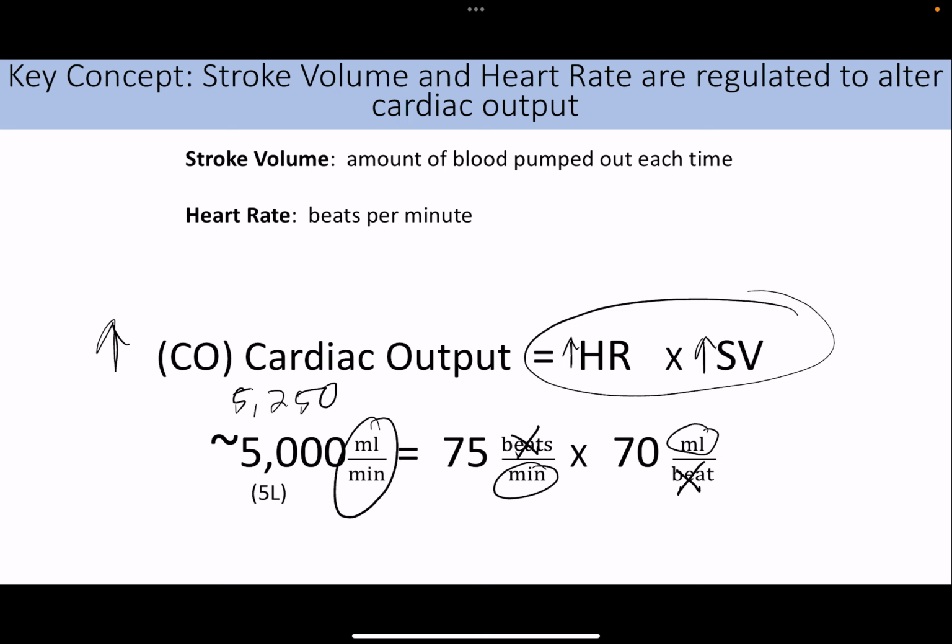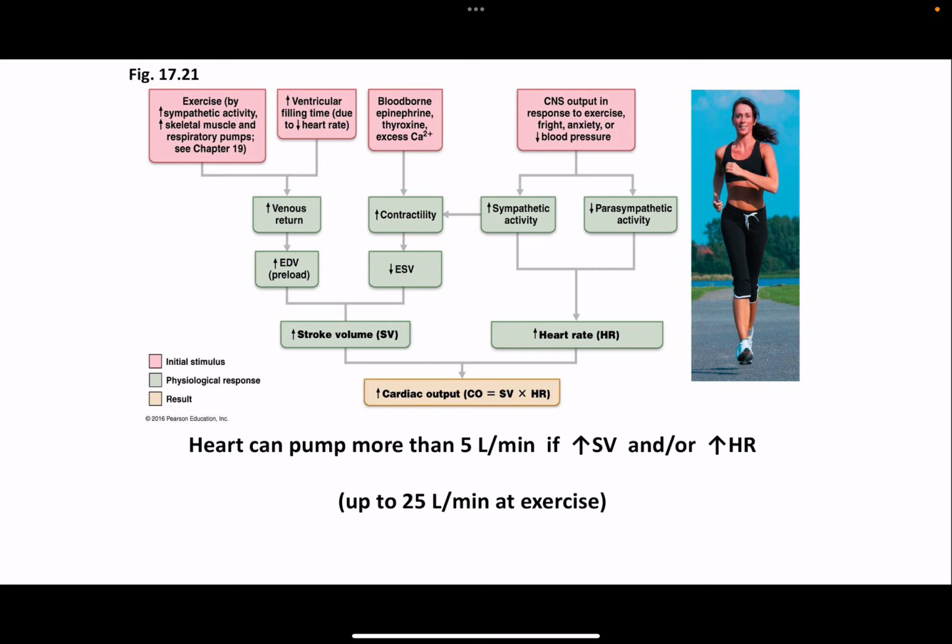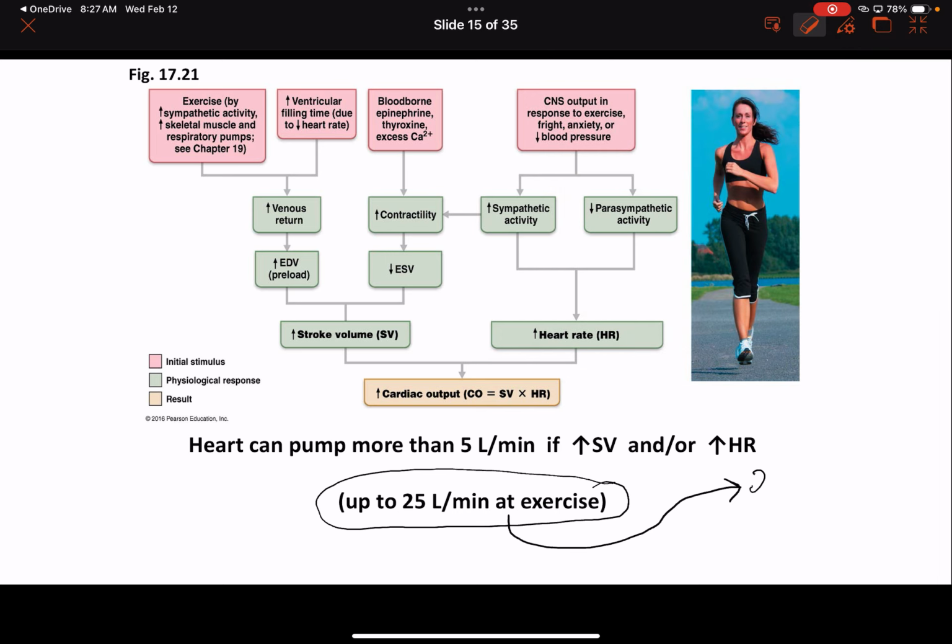Your cardiac output is just telling you how hard the heart is working. And you can actually have a cardiac output of up to 25 liters per minute during exercise. This difference between 5 and 25 is called your cardiac reserve. And if you were to have heart damage, let's say you have a heart attack, you would lose that cardiac reserve, or at least part of it.